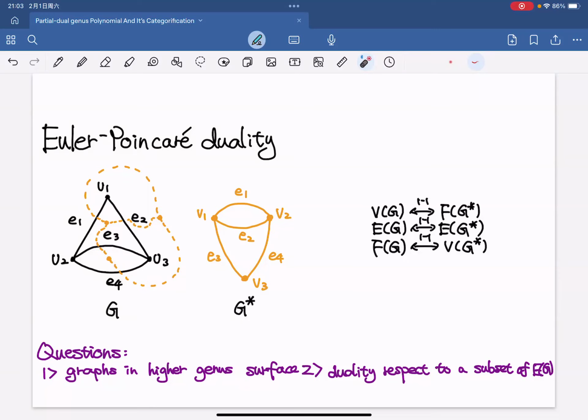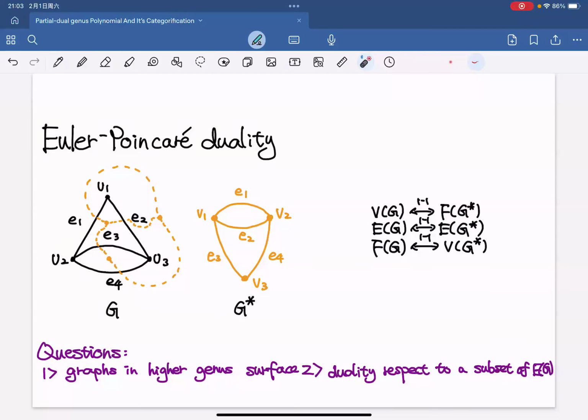And of course, each vertex of the original graph corresponds to a new face. So we see that there is a 1-to-1 correspondence between the vertex set of the original graph and the faces of the dual graph.